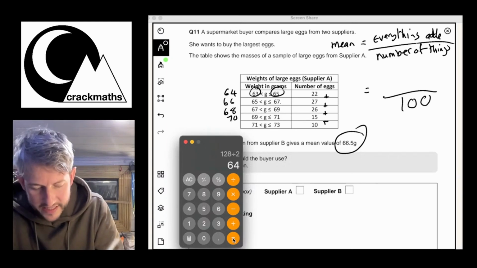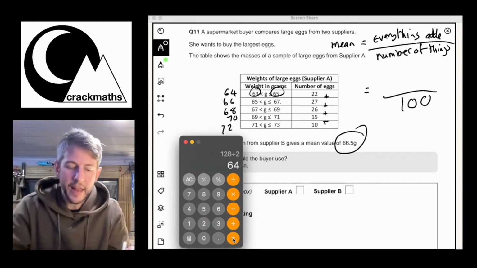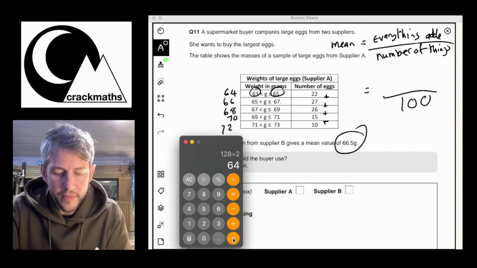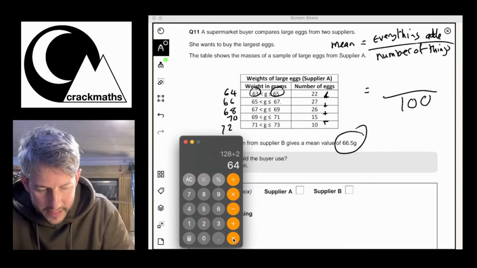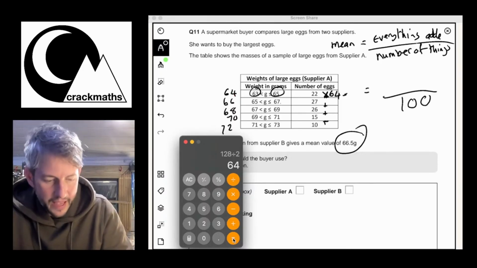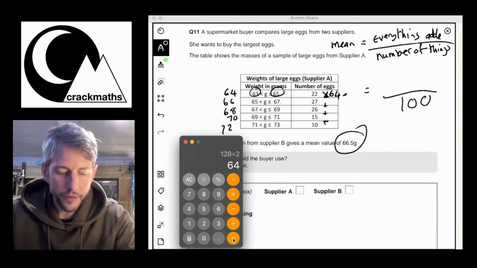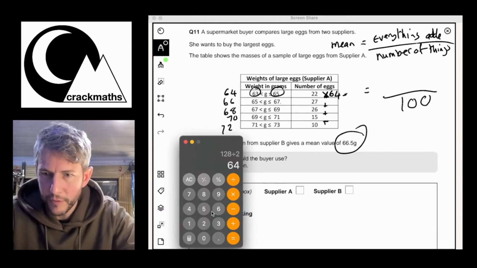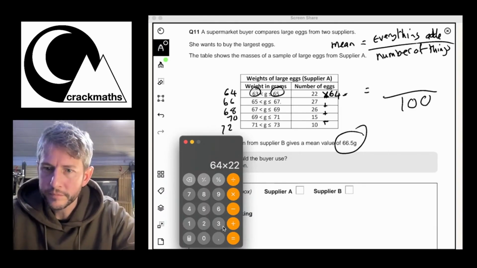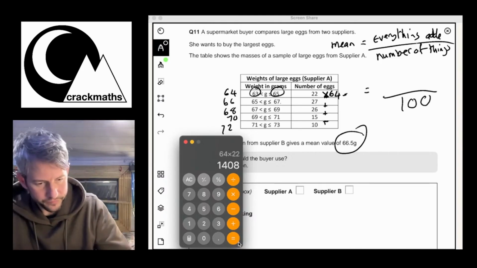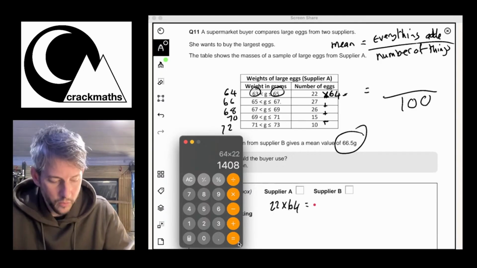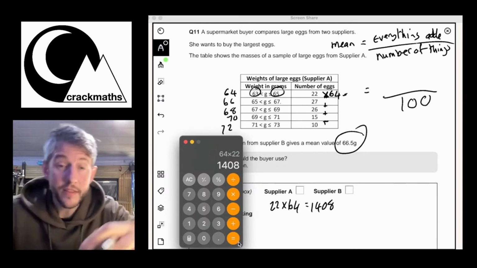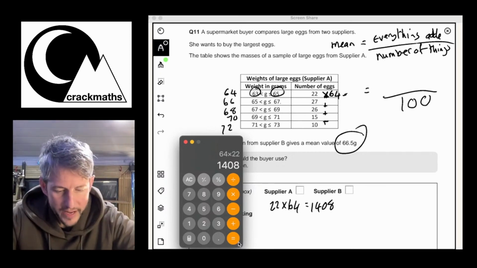And that these are 72. Okay. Now, here, if we've got that there's 22 eggs that are the 64, we've then got to times this by 64, and that will give us what we're going to say those 22 eggs weigh. So 64 times 22 equals, so I'm going to write this down here. So 22 times 64 equals 1408. So we're saying those 22 eggs weigh 1,408 grams.